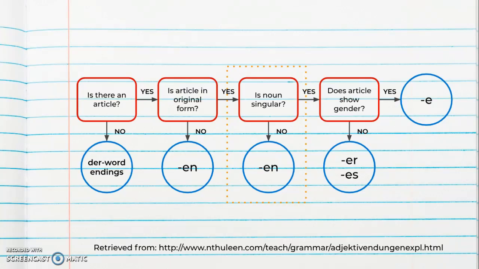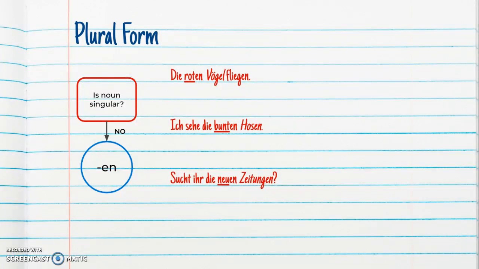And by that point, now we're saying, okay, is it singular? So we've already answered yes to the first two questions. So what you need to understand is that we already know there's an article. It's in the original form, but it's plural. All right, and in that case, we say no. Then we add en. So die roten Vögel fliegen.